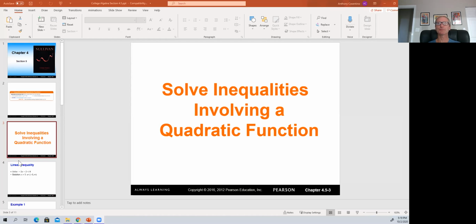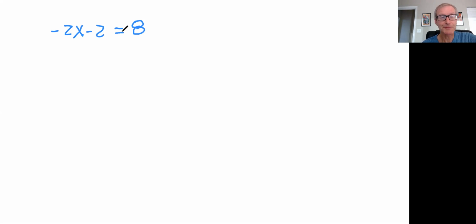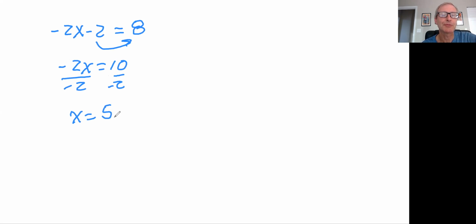go back to the single variable approach of solving equations. Hopefully this is all just a quick review, but it's a good way to get your mind around inequalities. So say you had this equation, and you ask the question, solve for x. First thing you do is bring the minus 2 to the other side. You have minus 2x equals 10. Divide each side by minus 2, and you have x equals minus 5.